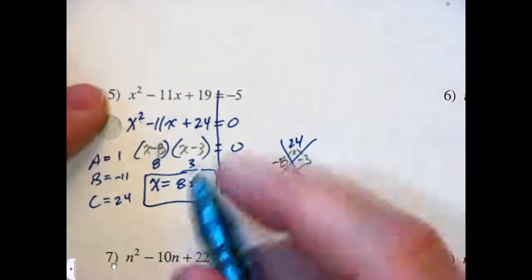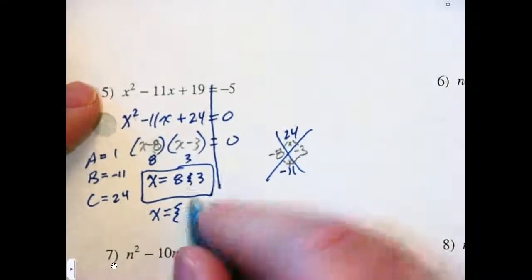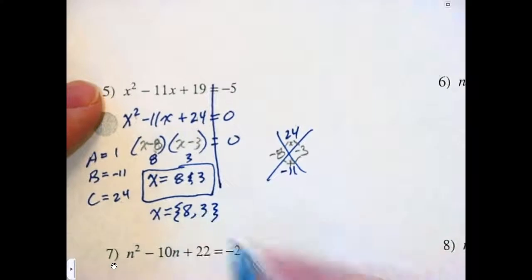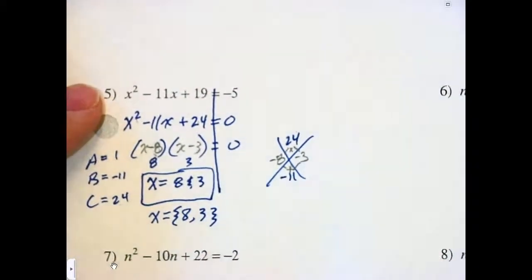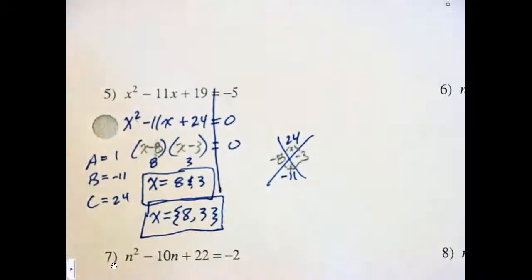Okay. Now, one thing we haven't talked about is you'll see this notation sometimes. They put like squiggly little brackets. That's called set notation. That just means the answer is 8 and 3. Okay. So if you want to get in the habit of writing that, that's actually the mathematically correct notation. Is it serious? Okay.